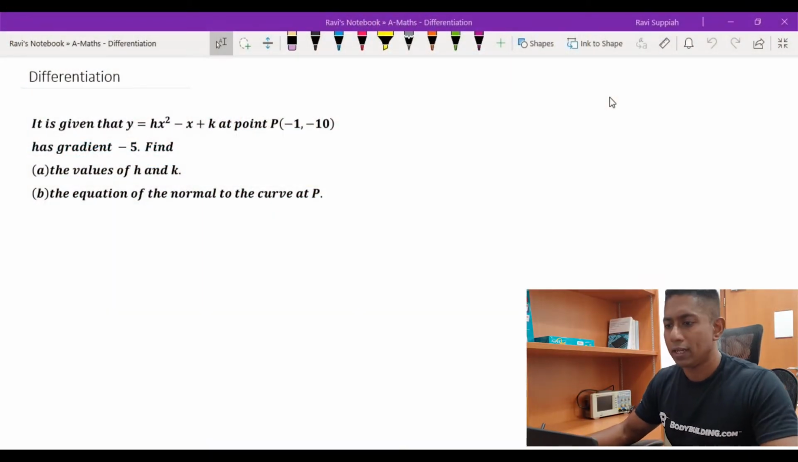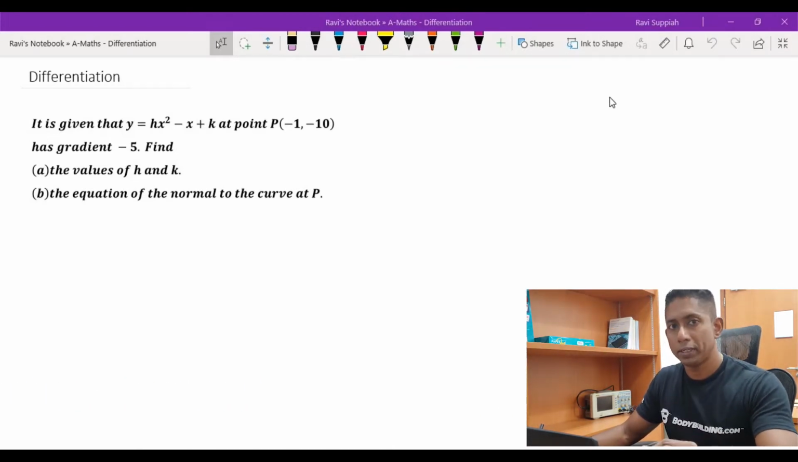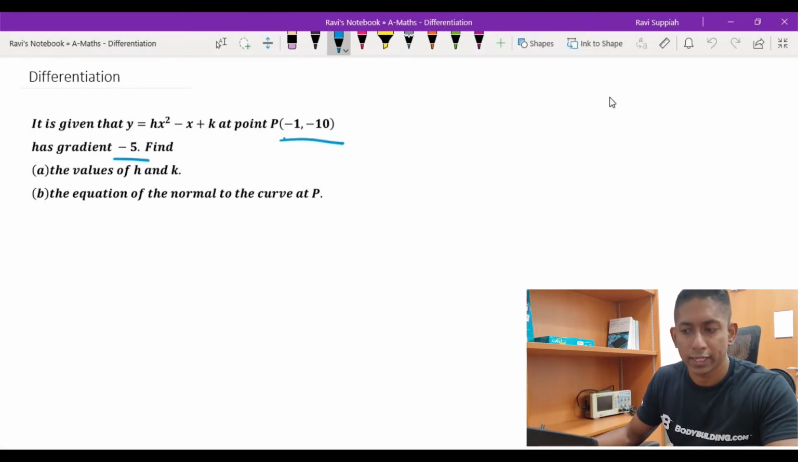Hi, let's look at this question on applied differentiation. We are given that y equals hx squared minus x plus k at a particular point P (-1, -10) has a gradient of -5. Find the values of h and k.